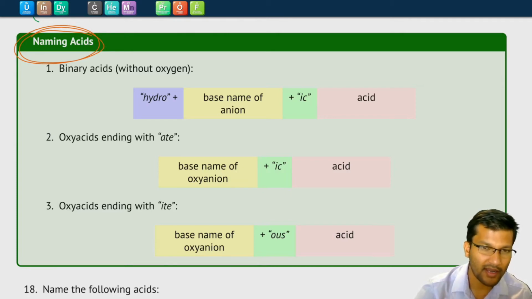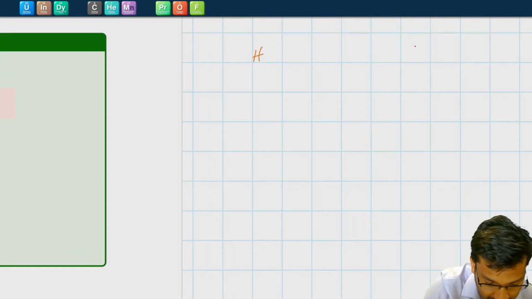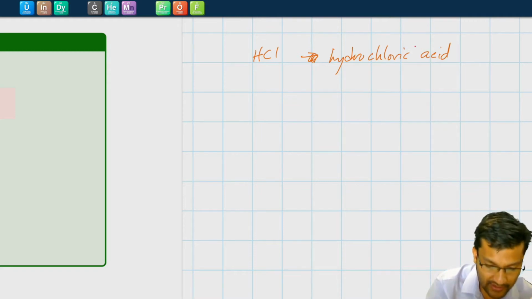Now, odds are you've heard the names of a few different types of acids before. For example, HCl, we all know as hydrochloric acid. And we'll go over how we got to naming these and other acids.